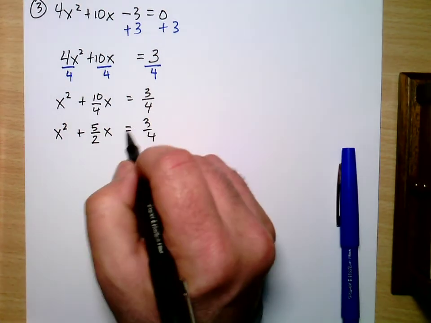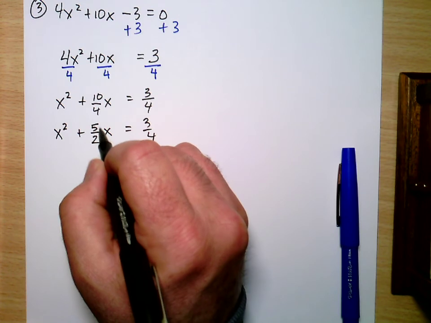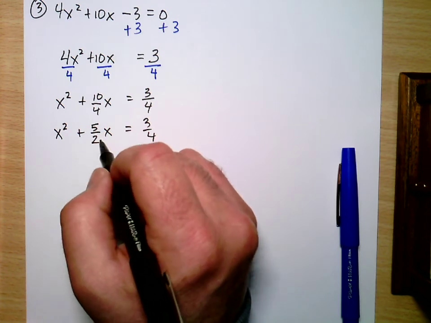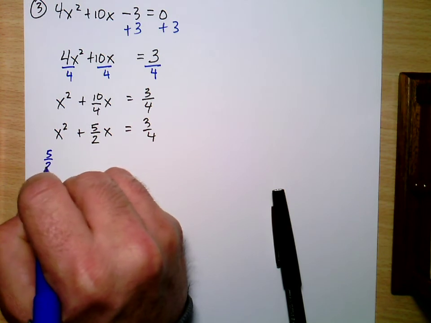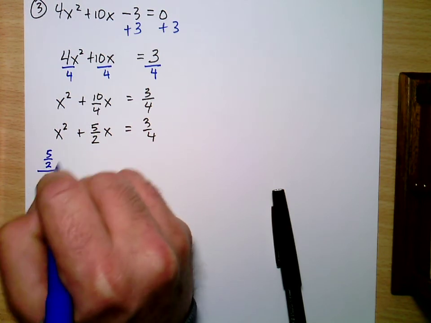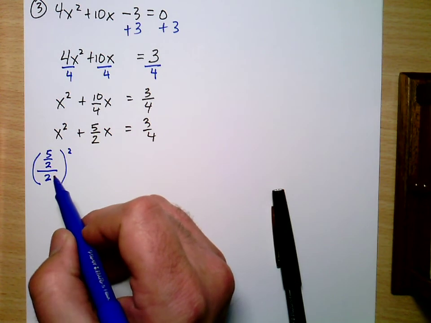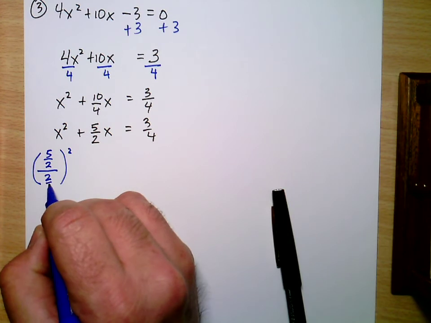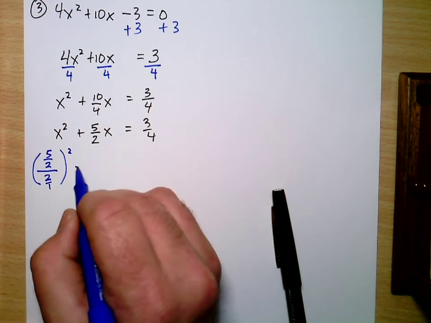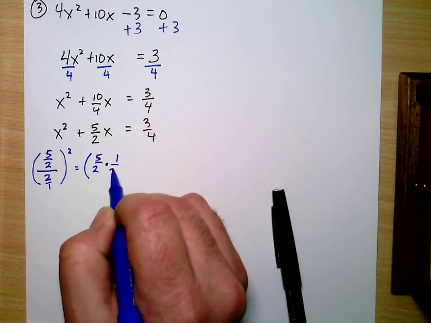Okay, so now I didn't quite leave myself enough room here, but I need to complete the square, right? I need to complete the square using 5 over 2. So that's 5 over 2 divided by 2, squared. What's 5 over 2 divided by 2? Well, we're dividing fractions, basically. We could think of this as 2 over 1 if you'd like. What does that become? 5 over 2 times 1 over 2.